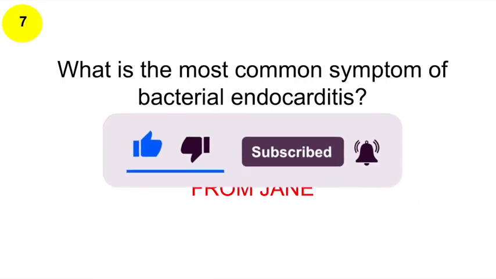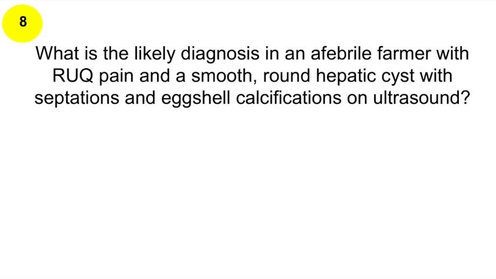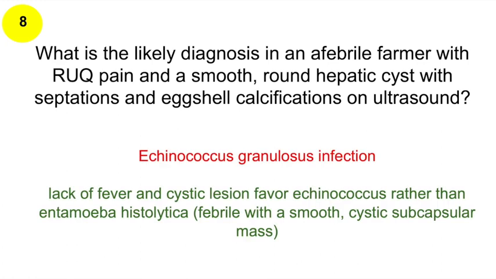What is the likely diagnosis in an afebrile farmer with right upper quadrant pain and a smooth, round hepatic cyst with septations and eggshell calcifications on ultrasound? Echinococcus granulosus infection. So recall that this is a cestode, and patients with this infection can present with a lack of fever and cystic lesions.